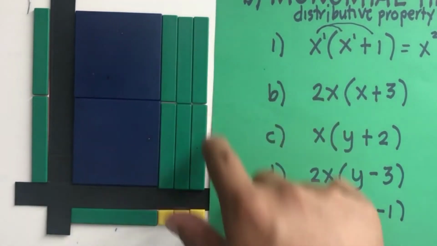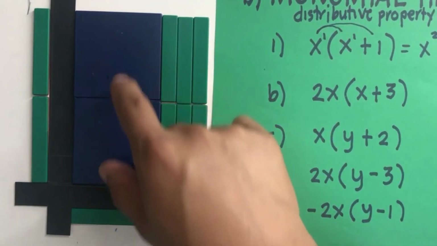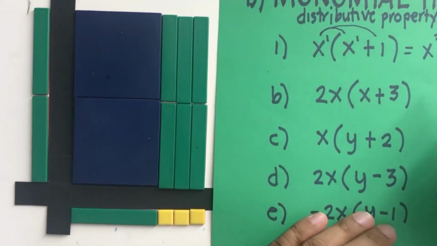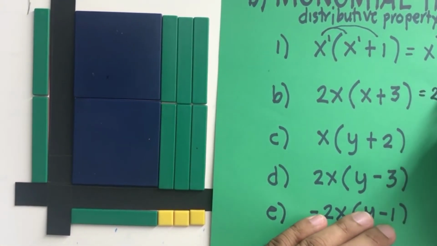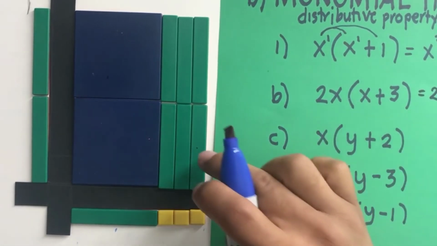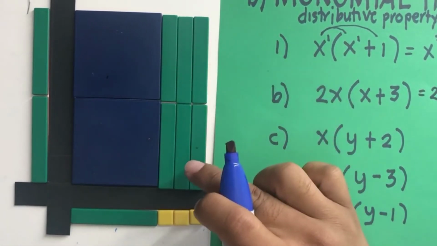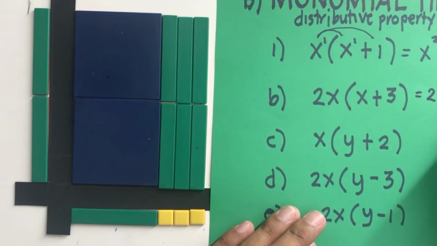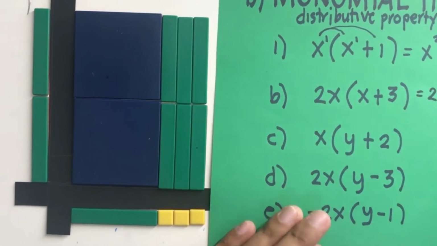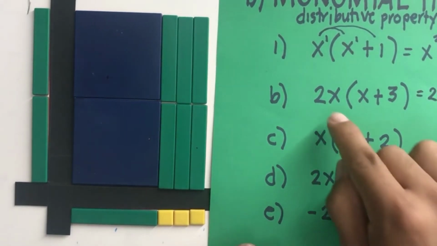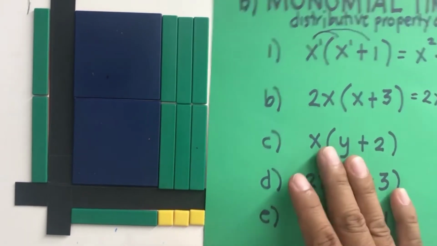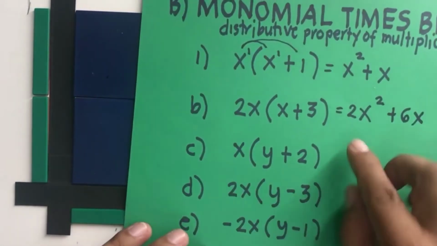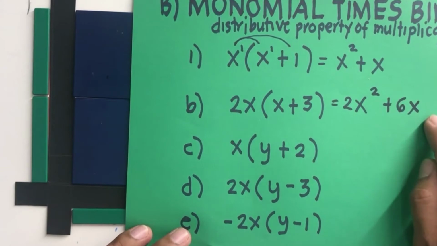And how do we read now this area? You have 2x squared. And you have 1, 2, 3, 4, 5, 6 x's. So plus 6x. So the product of 2x times the quantity x plus 3 is equal to 2x squared plus 6x.